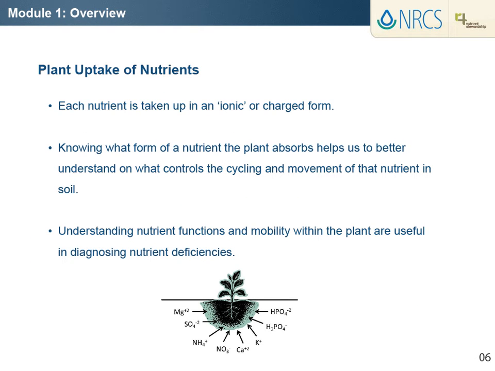Each nutrient cannot be taken up by plants in its elemental form, but instead is taken up in an ionic or charged form, with the exception of boron that can also be absorbed as boric acid, which is uncharged. Knowing the form of a nutrient the plant absorbs helps us to better understand what controls the cycling, plant availability, and movement of that nutrient in the soil and the environment. Additionally, understanding nutrient functions and mobility within the plant are useful in diagnosing nutrient deficiencies.